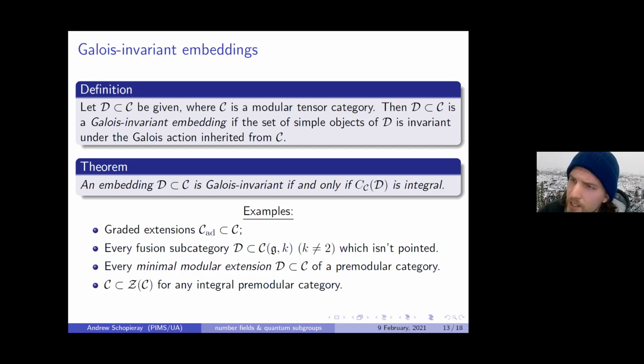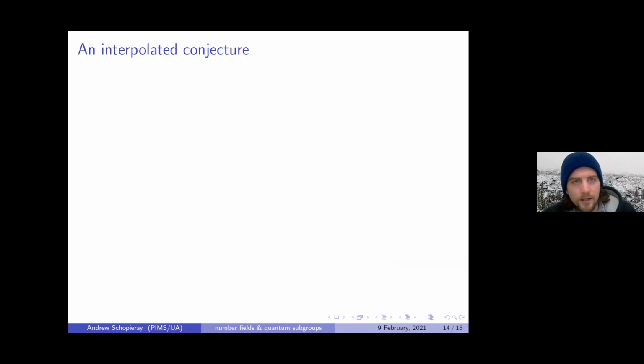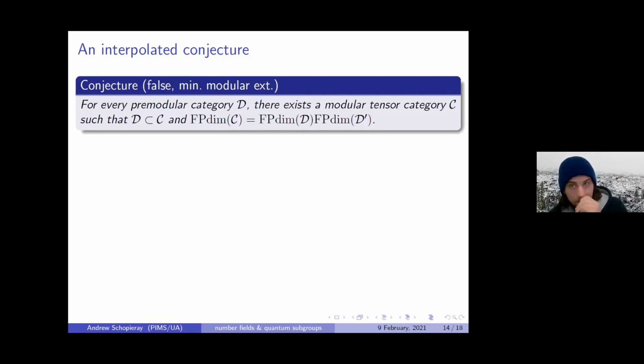So in the interest of time, I think we're sort of approaching it. I'll end with this next slide, which I think is a good place to stop, which is sort of an interpolated conjecture. So there's an old conjecture about these minimal modular extensions. And the definition of these is contained in this statement. So we know exactly what the dimension of a minimal modular extension should be.